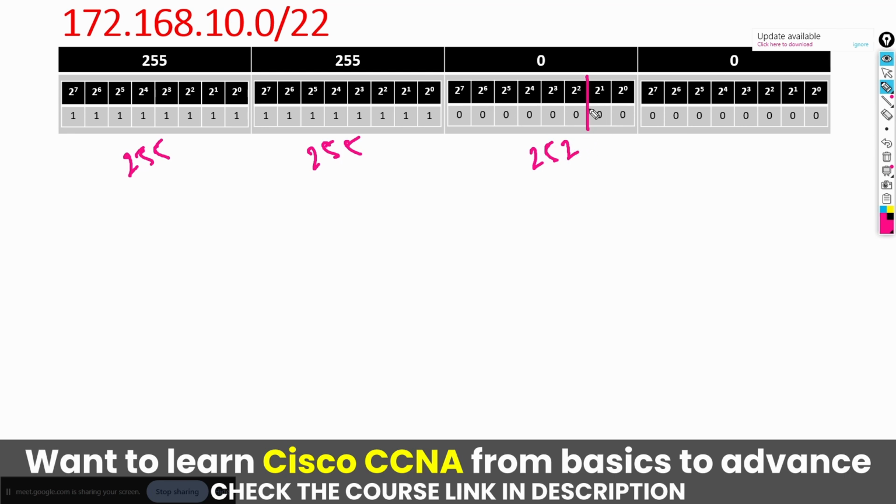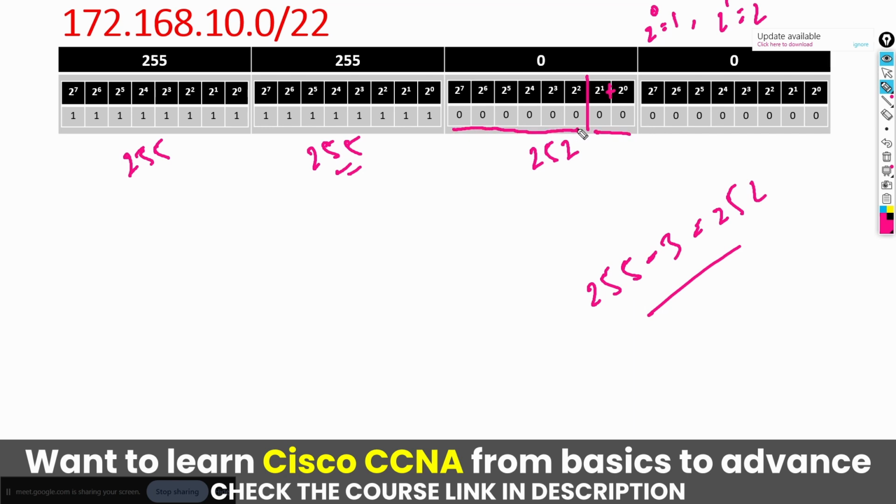There is a simple formula. If the number is big, instead of counting this entire number, we know the total value we will get is 255. What shortcut can you use? 2 to the power 0 is equal to 1. 2 to the power 1 is equal to 2. Just add these values, which gives 3. So 255 minus 3, you will get 252. Clear? If you have a doubt, I can explain once again. This is a shortcut. You can either calculate this entire number if you are comfortable, or you can use this shortcut.